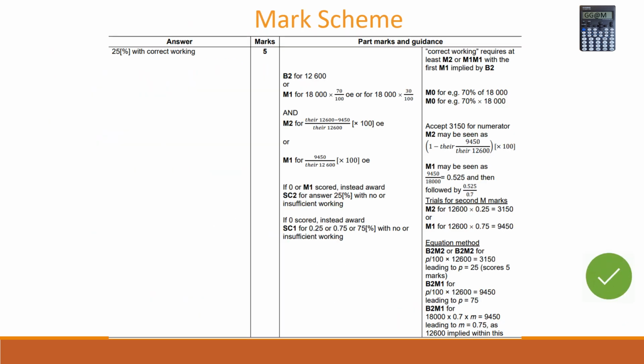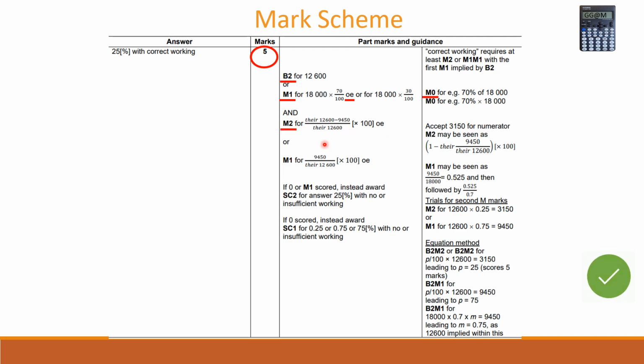The mark scheme shows there are 5 marks for this question. B2 are 2 method marks for getting the 12,600. M1 is a method mark for getting to this stage here. OE means or equivalent. You can see the method that I used was doing 100 take away 30 divided by 100. Now 100 take away 30 is 70, so I did an equivalent method because I never wrote down 70 over 100. So if you got that answer there, you would get an equivalent mark for getting your method mark for this stage here. M0 is no marks. So you've got no marks if you just wrote down 70% of 18,000.